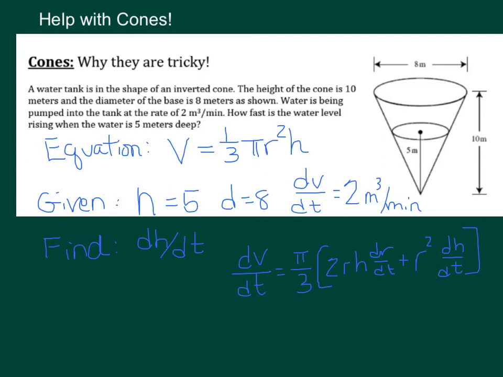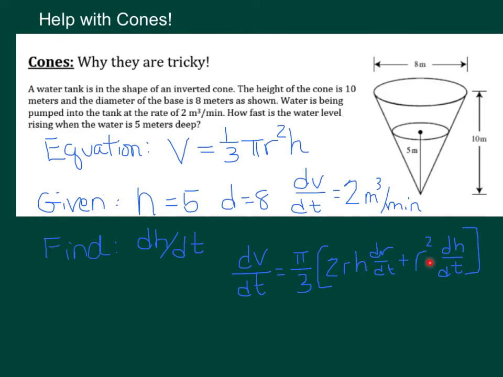And we can factor out the r, we can do some simplification, but right now what I want to point out is a possible issue that we may have. We know we have dV/dt. That can be an easy substitution. We want to find dh/dt. That's easy enough to do because we can isolate it. What we don't have is information about dr/dt.